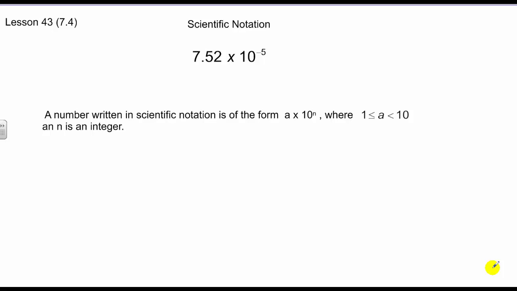So today we talk about scientific notation, which is just another way of writing a number in a different form. And usually scientific notation is used with very large numbers or very small numbers. A number written in scientific notation, as the definition states, is a number written in the form a times 10 to the n power, where that number a is greater than or equal to 1 and less than 10, so it's any real number. And n is an integer, so a counting number that's either positive or negative.